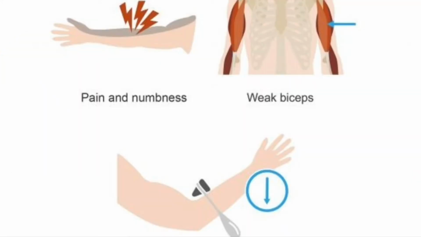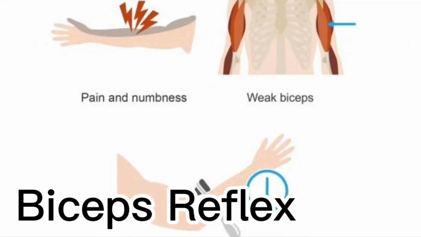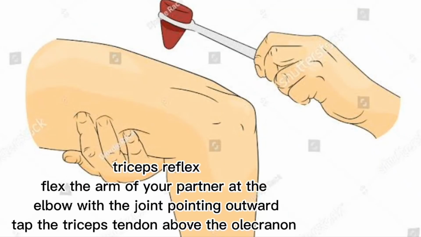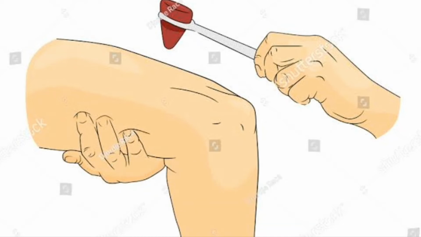Next is the biceps reflex. Grasp the arm of your partner close to the elbow joint with your left thumb. Press the tendon of the biceps muscle, tap the thumb and note the contraction of the biceps and flexion of the forearm. Next is the triceps reflex. Flex the arm of your partner at the elbow with the joint pointing outward. Tap the triceps tendon just above the olecranon. Note the extension of the elbow.